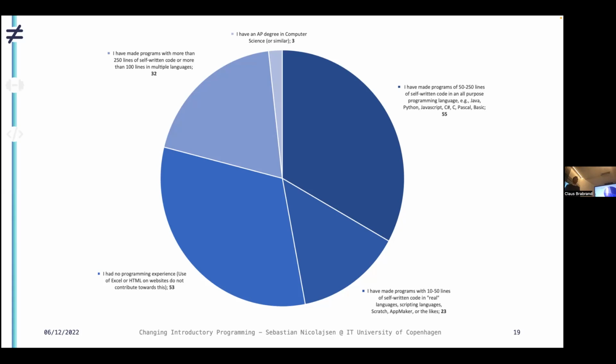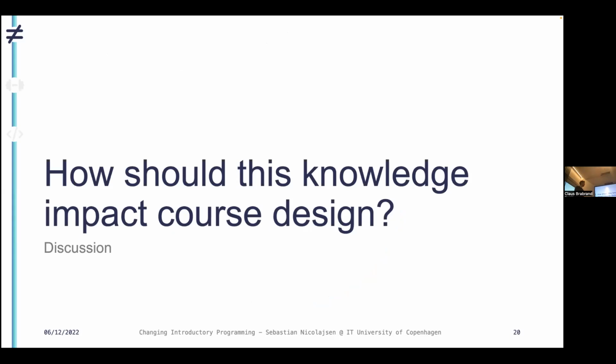This is the data, which is kind of interesting since the program is stating explicitly that we do not require any previous programming experience. And so the question is really, how should this knowledge impact?